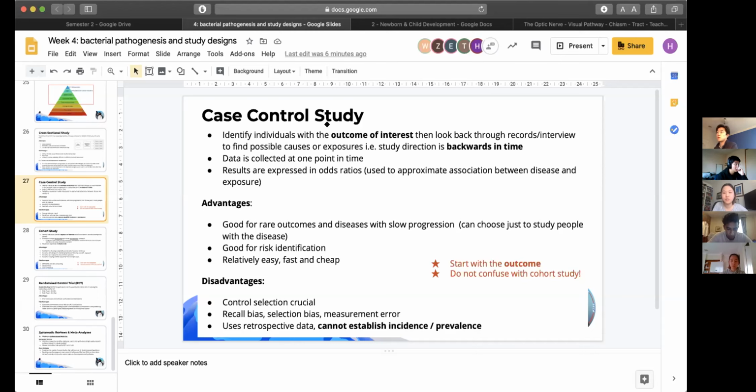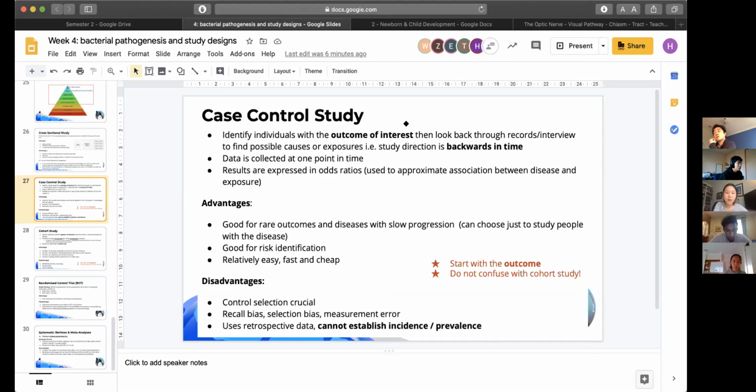So obviously you're choosing the outcome of interest, right? You choose to study the people with the disease, and then you look backwards to see if you can establish and find a possible cause. I think the one that they use in the lecture is cerebral palsy. I think that's the one they use. And it's good for those rarer diseases. Relatively easy, pretty fast, pretty cheap.